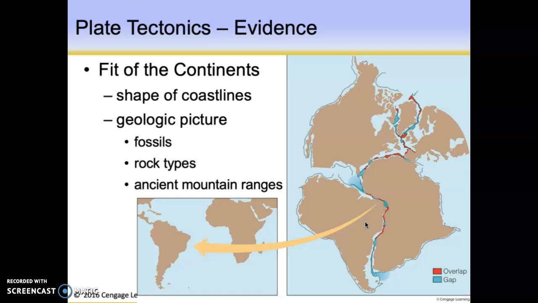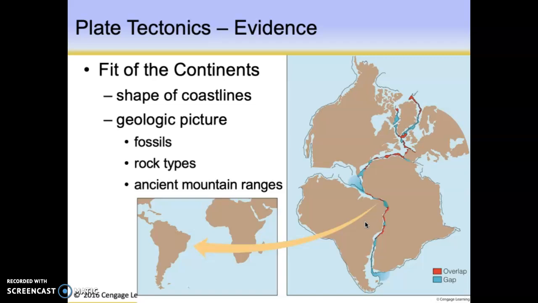If you look at earlier versions of the maps and charts of the ocean, one of the things that's very striking is how oddly shaped some of the continents are. They do not look like we are used to seeing them on modern maps and globes. So that's a big part of the story.